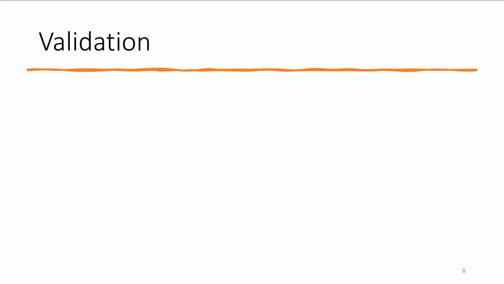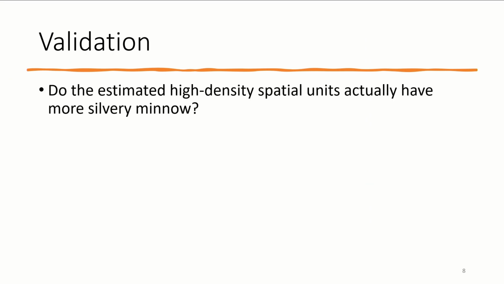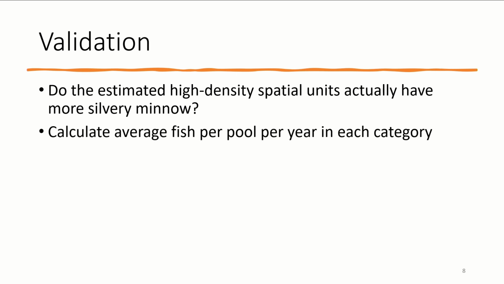And where the report kind of left off, I'm picking up now. Really want to know, do these hotspots actually have more fish in them? Is this something that's useful? So I started just by calculating, well, how many fish on average were in those pools in those 3 different bins, and then rank them over time to see how well the model performed.